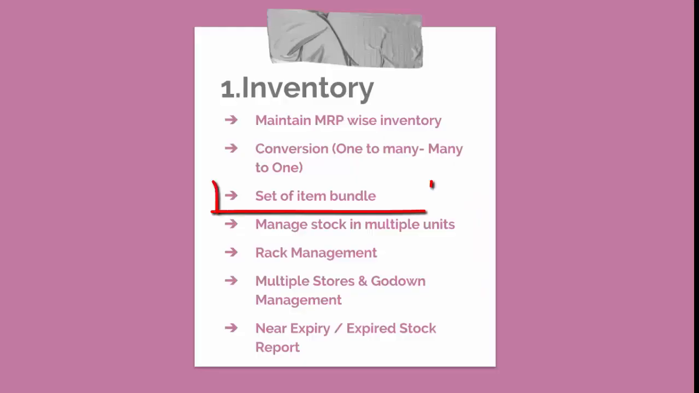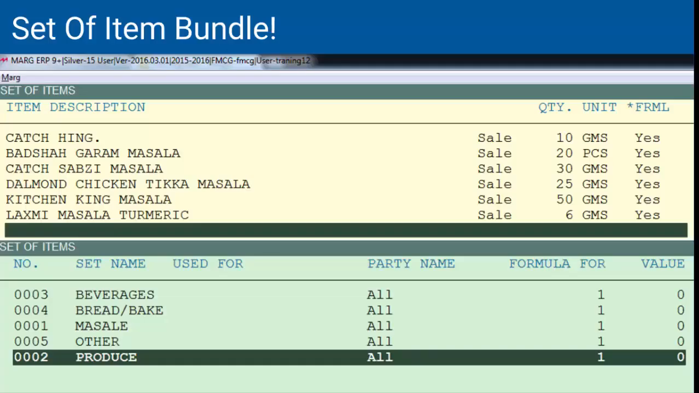Next is set of item bundle. This option is used to make a bunch of items or products. Example, if 4 or 5 items are mostly billed together, you can make a bunch of them to bill those items at a time. This enables you to make a single entry in place of multiple entries.